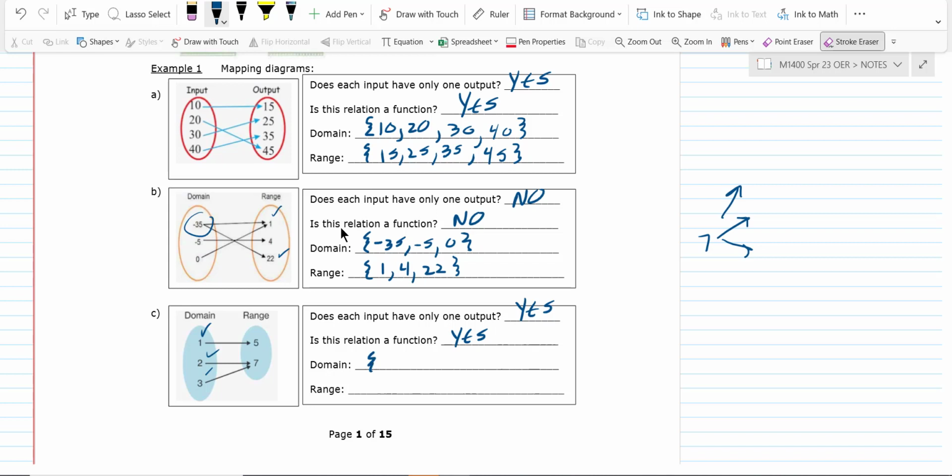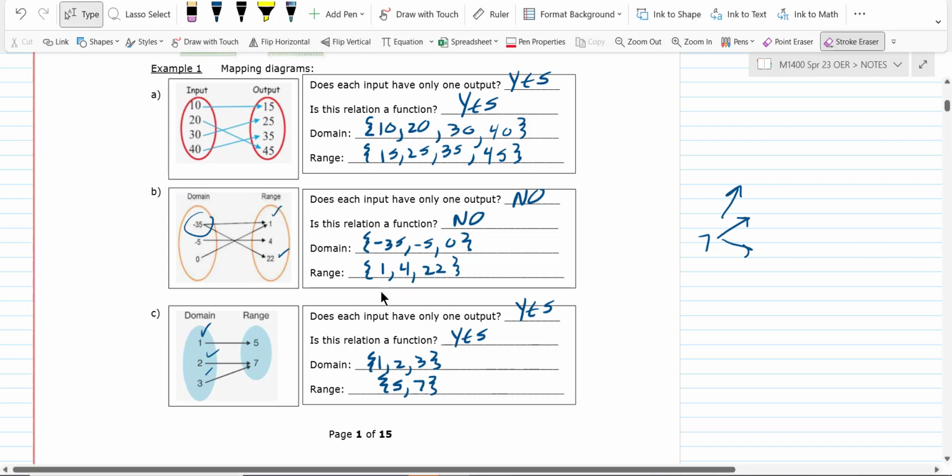The domain would be 1, 2, 3. The range would be 5, 7. Okay, so that's what we mean by a function. When we're dealing with calculus, we'll be dealing with functions throughout the semester. So you need to know what one is.